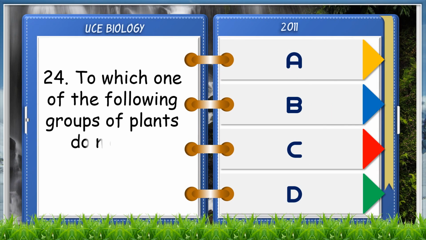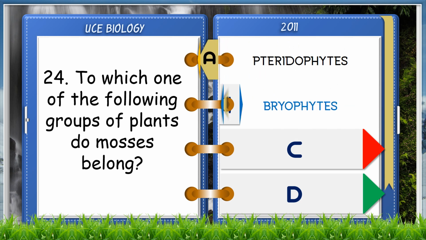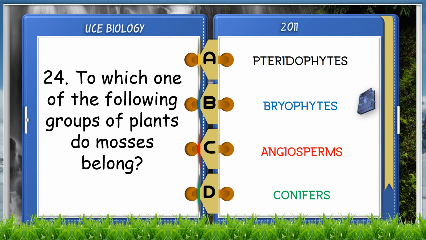To which one of the following groups of plants do mosses belong? A. Pteridophytes, B. Bryophytes, C. Angiosperms, D. Conifers. The answer is B. Bryophytes.